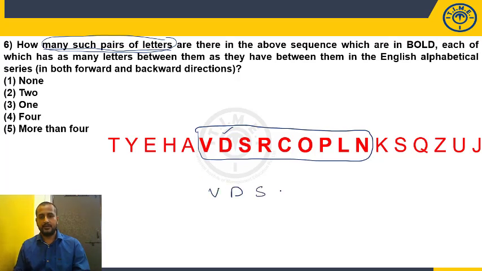V, D, S, R, C, O, P, L, N. And you know the meaning of this question type, right? You should start counting from the letter and compare with the English alphabet. If the letters between these two letters in the sequence match those according to the English alphabet, then that can be considered a pair. Understood the logic? Right.